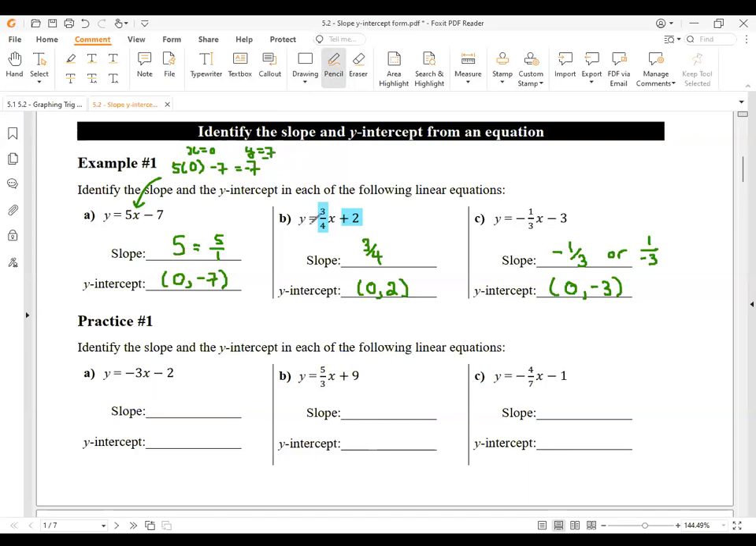Try again. Look here. Y is equal to negative 3 over 4 times a 0. What is that? 0. Plus 2. 2. When my x equals 0, my y value is a 2. It's always going to be like that.